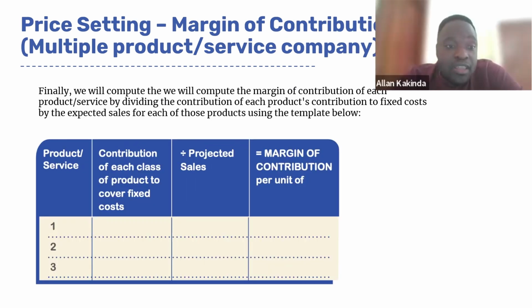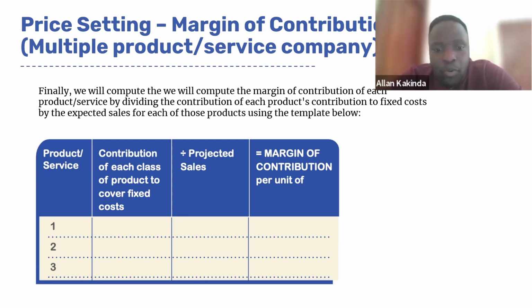Finally, to compute the margin of contribution, we will input the contribution figures. If we go back, we had 84 for product 1, 120 and 96. We divide these figures by the projected sales for each of these products, and then we are able to get the margin of contribution per unit of each of these products sold.